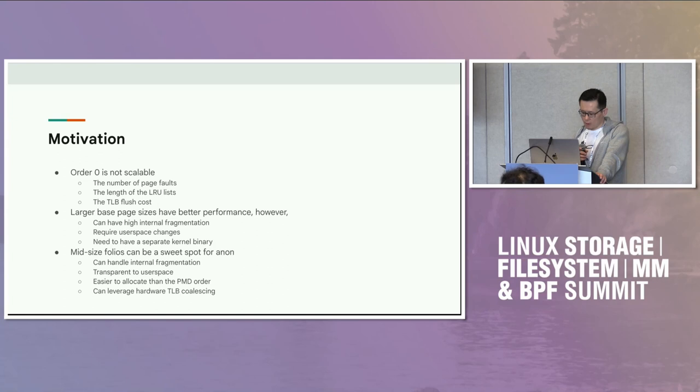So also, mid-sized folios can be a sweet spot for anon folios, because anon folios can handle internal fragmentation, since we have one access bit for each base page, which is 4K. Also it's transparent to user space, and it's easier to allocate than PMD order when there is high external fragmentation. Mid-sized folios can also leverage hardware TLB coalescing. If you have orders that match or are larger than the TLB coalescing orders, then the hardware would transparently use fewer TLBs.